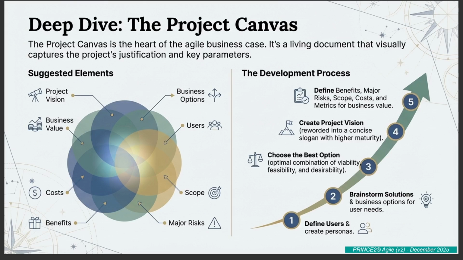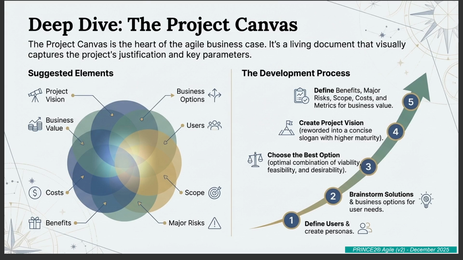Figure 6.3 shows 8 suggested elements. And by laying out these 8 boxes, the canvas forces you to create a holistic justification. It covers users, strategy, risk, cost, and scope all in one glance. Let's walk through them. It starts with the big picture stuff, project vision and business value.